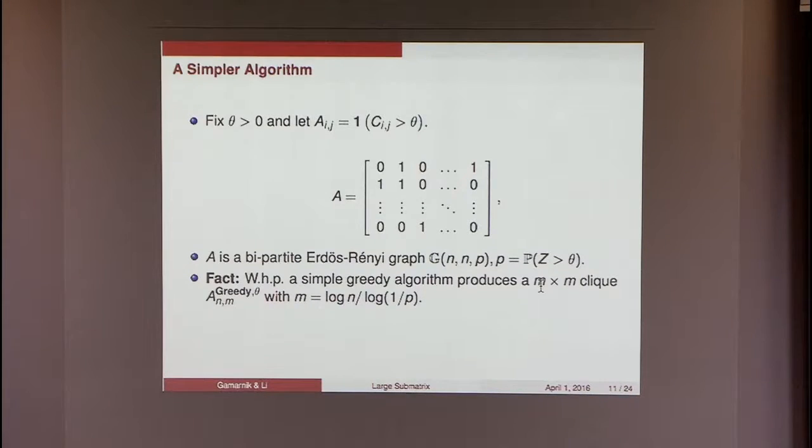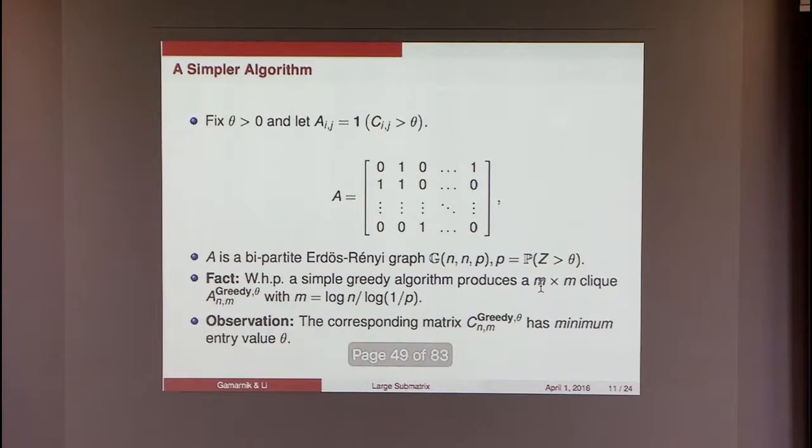We cannot live with any m here. So what's the implication of that? It's that for such a matrix in a clique, every entry is at least theta. So not just the average is at least theta, the minimum entry is at least theta. So we're doing better in some sense.